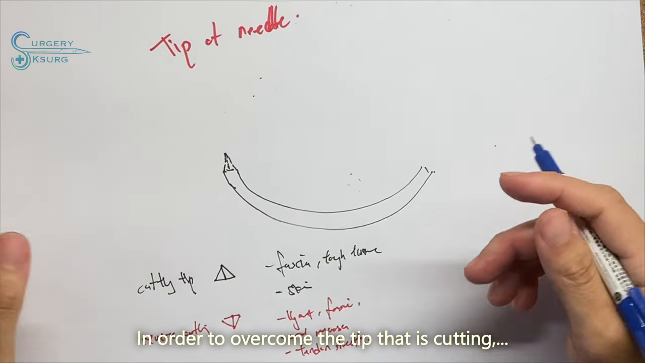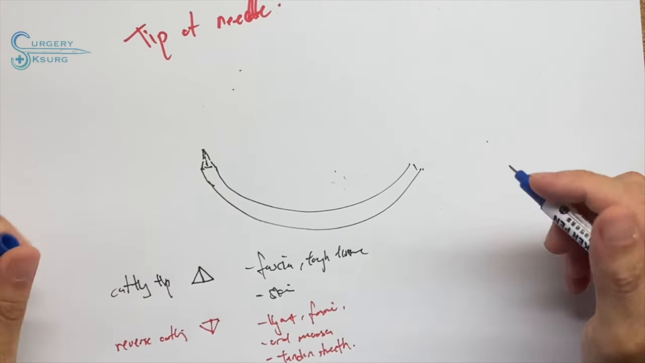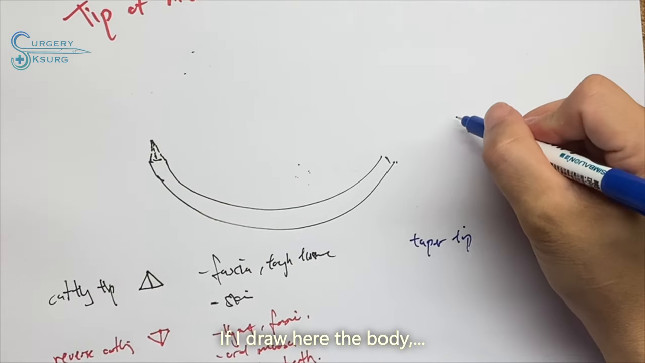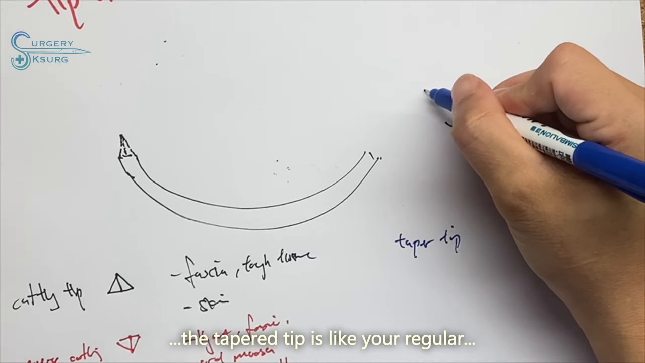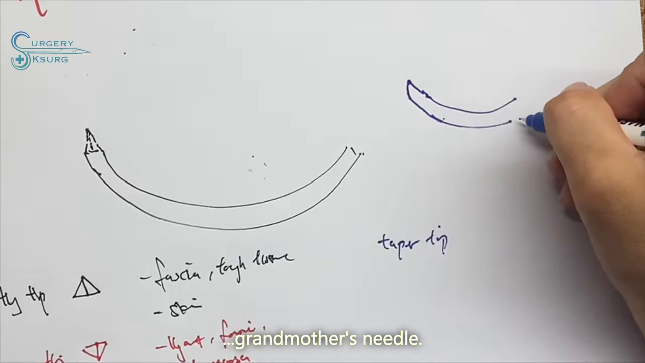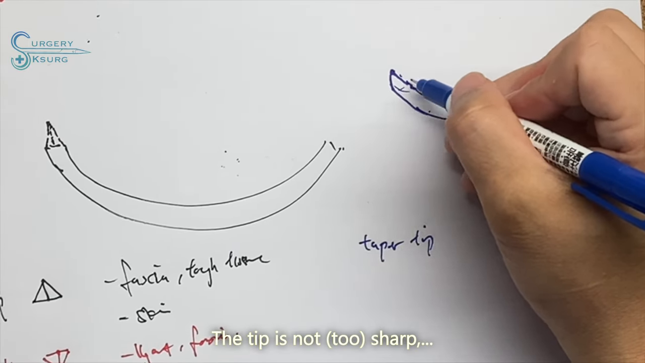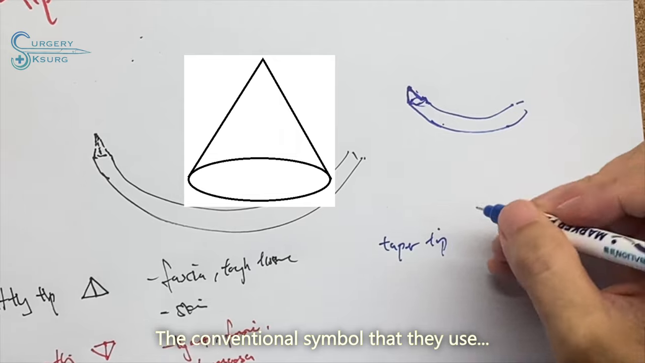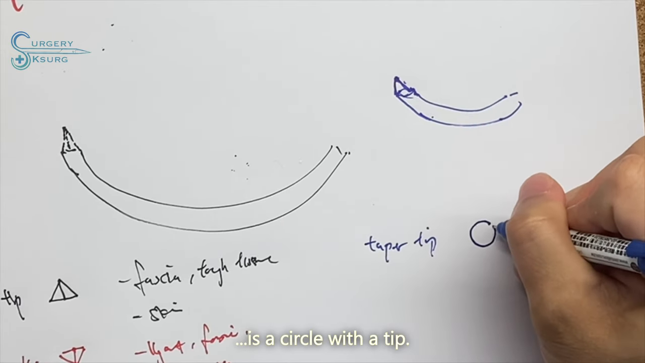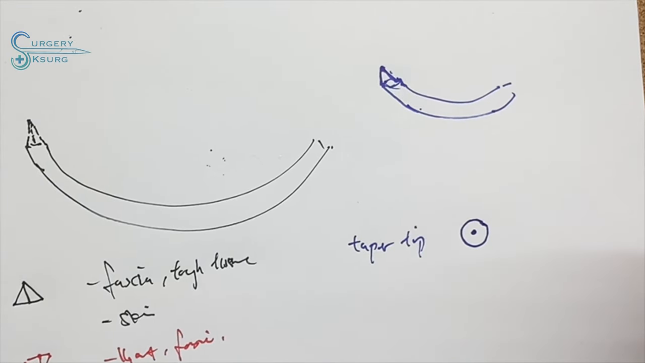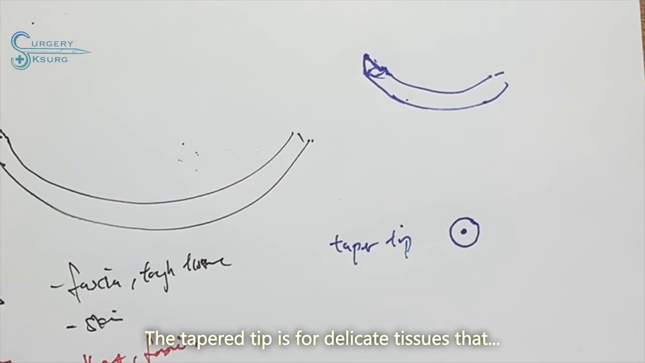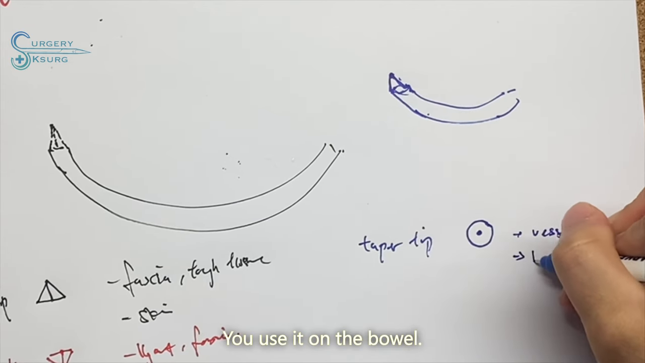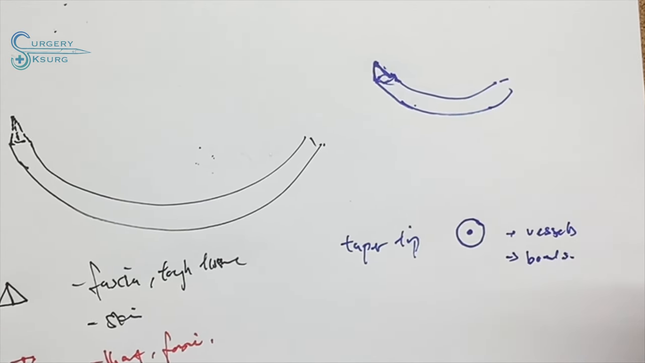So in order to overcome the tip that is cutting, we can actually use a taper tip. What do you mean by taper tip? If I draw here the body, the taper tip is like your regular grandmother needle. So the tip is not sharp, it's like a cone. The conventional symbol that they use is a circle with a tip. So that is a taper tip. The taper tip is for delicate tissue that's not tough. You can use it on the vessels. Yes, you use it on the bowel.